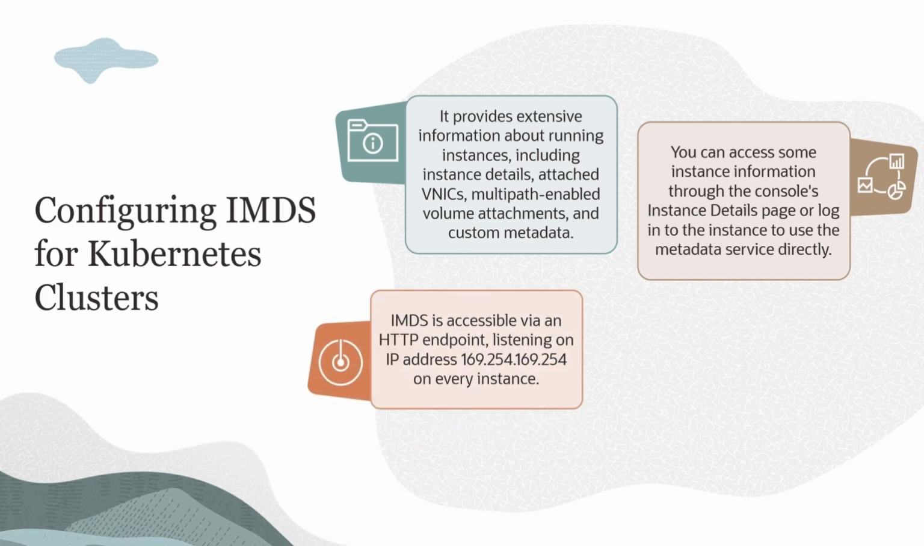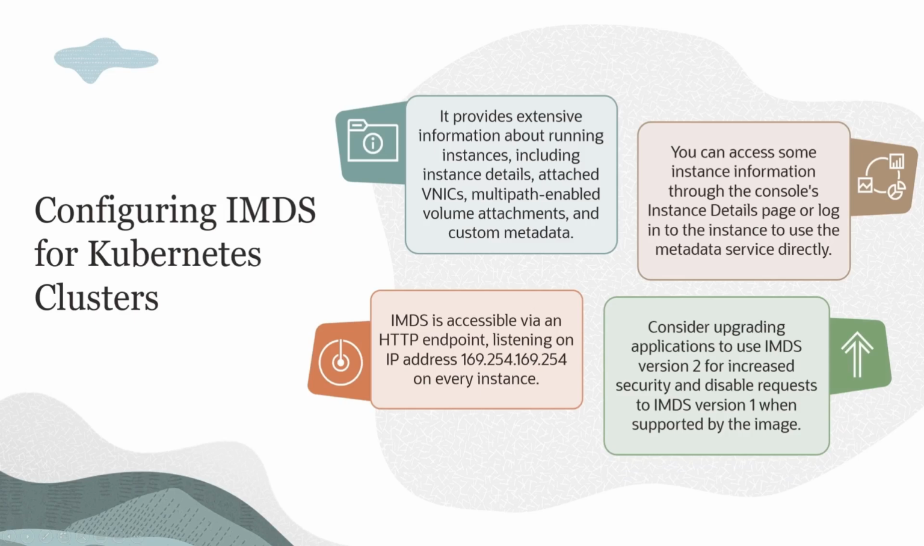IMDS is made accessible through an HTTP endpoint listening on IP address 169.254.169.254 on every instance. For heightened security, especially when dealing with IMDS, consider upgrading applications to utilize IMDS version 2. Additionally, disable requests to IMDS version 1 when supported by the image, aligning with best security practices.